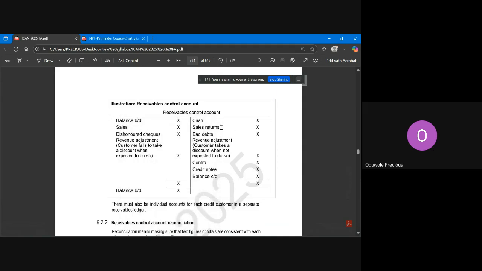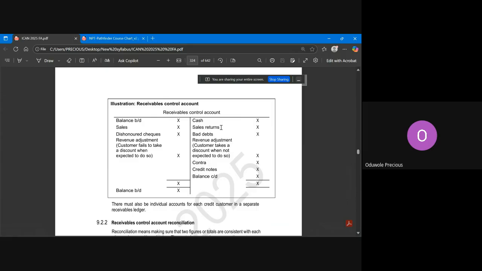Cash reduces debt. Sales returns. What are sales returns? Sales returns are returns inward, right? You have sold and they are bringing it back. So it means the debt will reduce, because if someone wants to pay you 50,000 and he has already returned goods of 30,000 back to you, his debt is not 50,000 again. His debt is now 20,000. That's a decrease in debt, right?